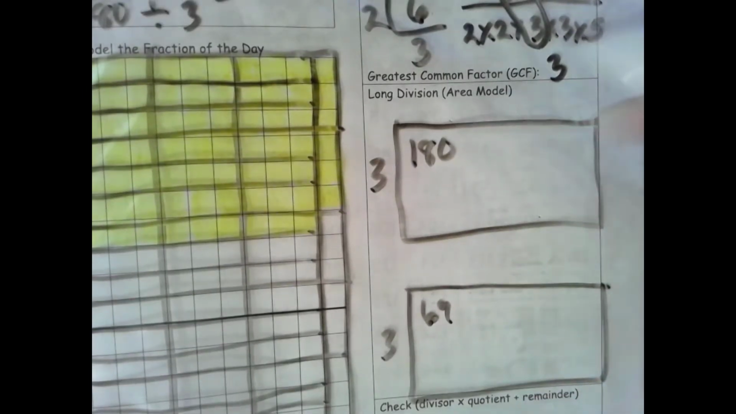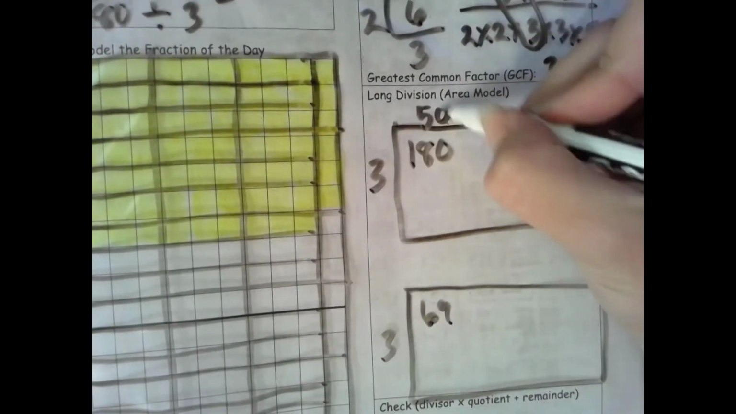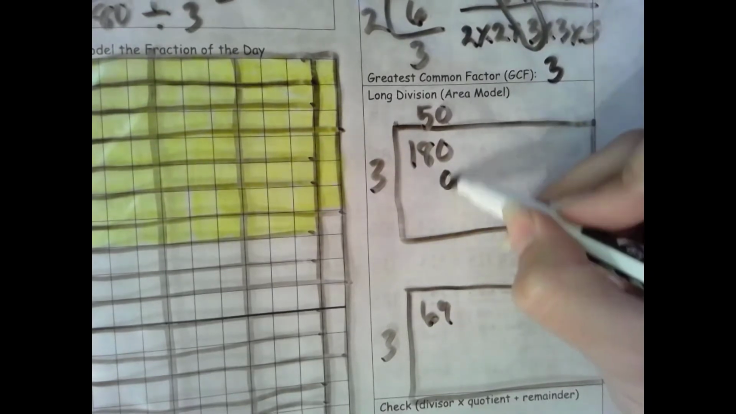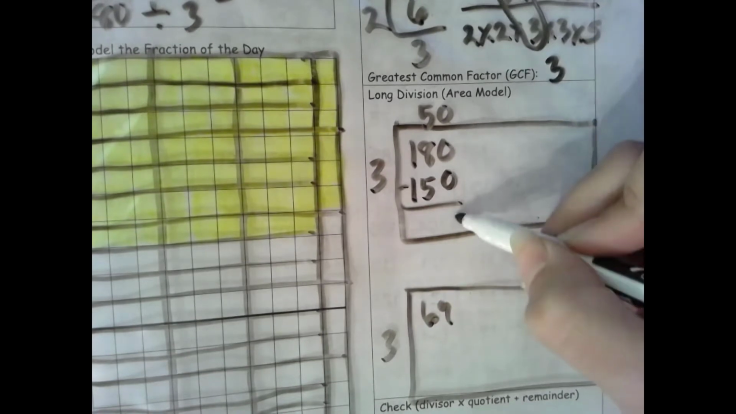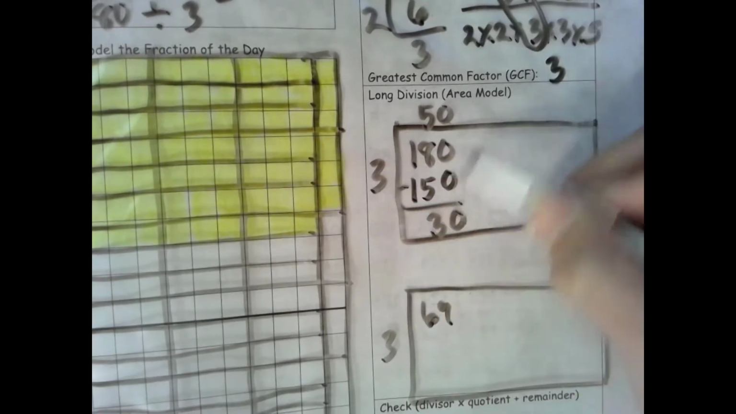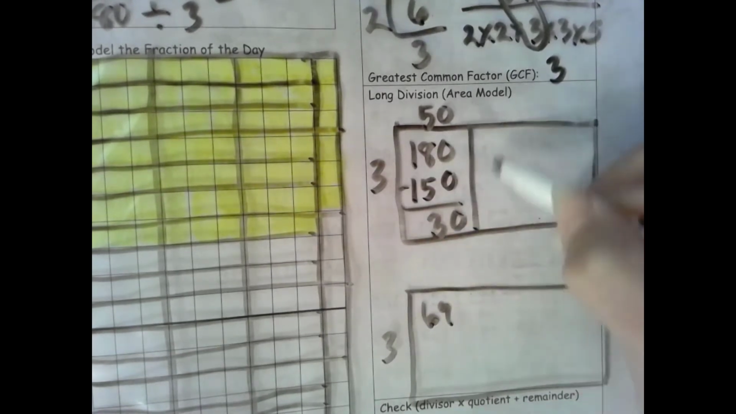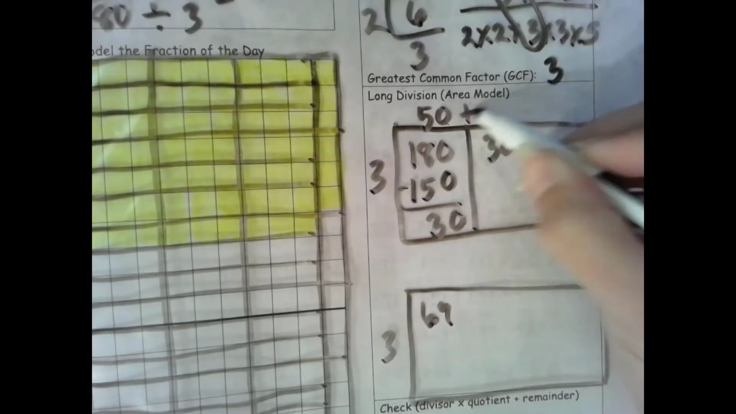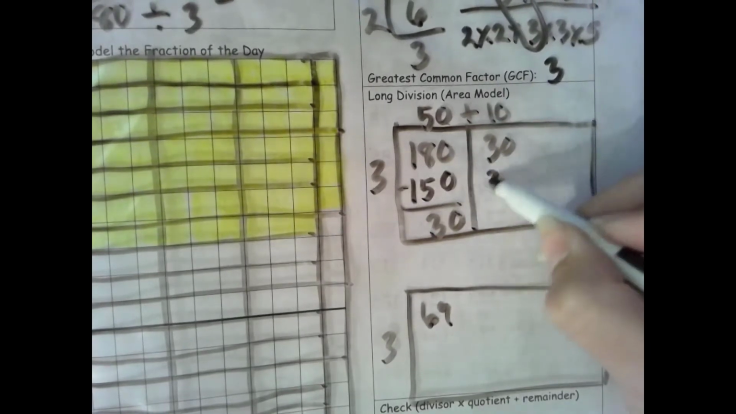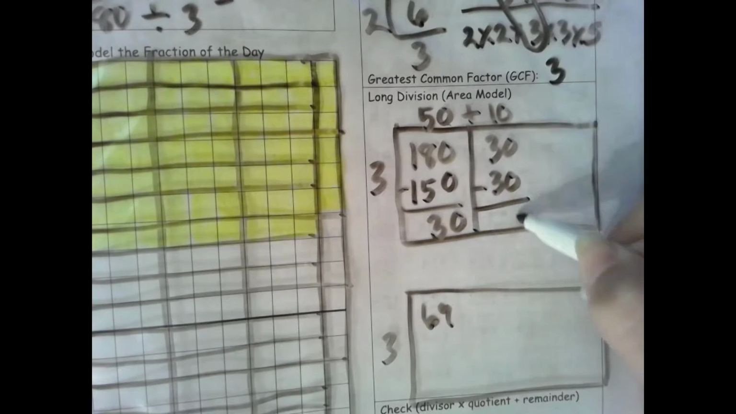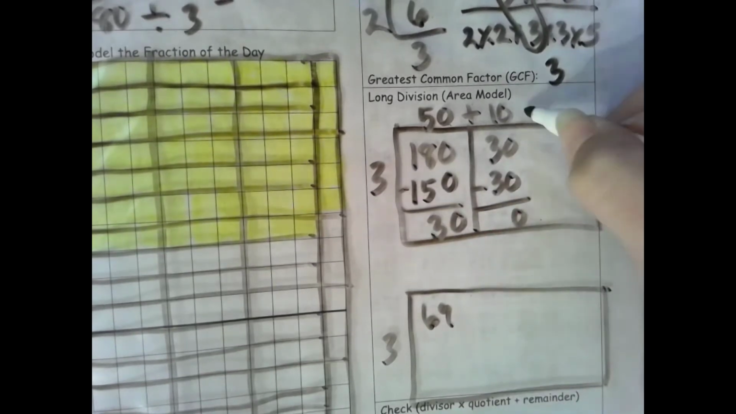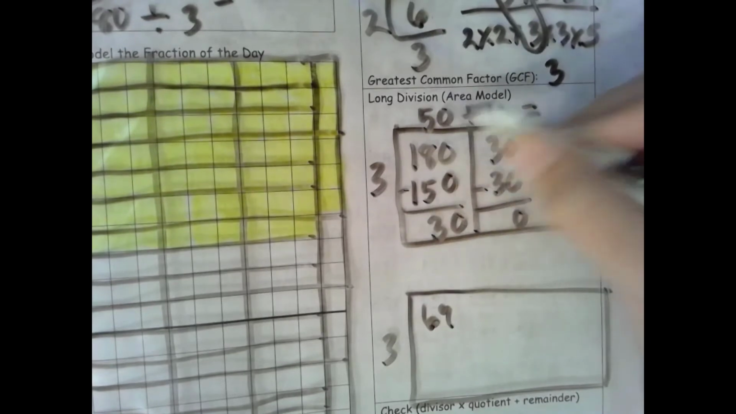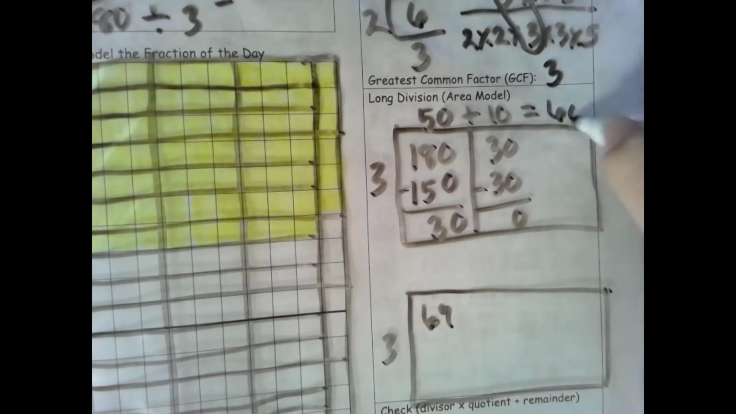So let's try 50 groups of 3, because the placeholder moves it over a place. 5 times 3 is 15. Numbers the same, zeros a game. More on top, no need to stop. Bring that 30 up here. I can do 10 times 3 is 30. Numbers the same, zeros a game. So I'm subtracting out those large groups with my repeated subtraction. Add these partial quotients together, I get 60.